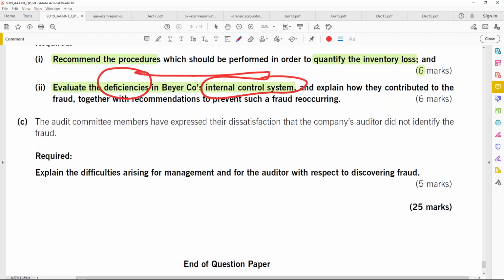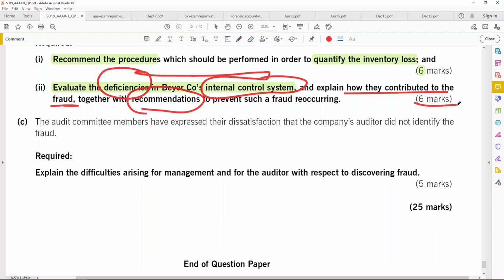So evaluate the deficiency in the internal control system and explain how the deficiency contributed to the fraud, together with recommendation. So you need to evaluate the deficiency, just like an F8 paper, how the deficiency contributed to the fraud, and recommendation, how to avoid it. 6 marks. I'll be giving you the split of the marks.